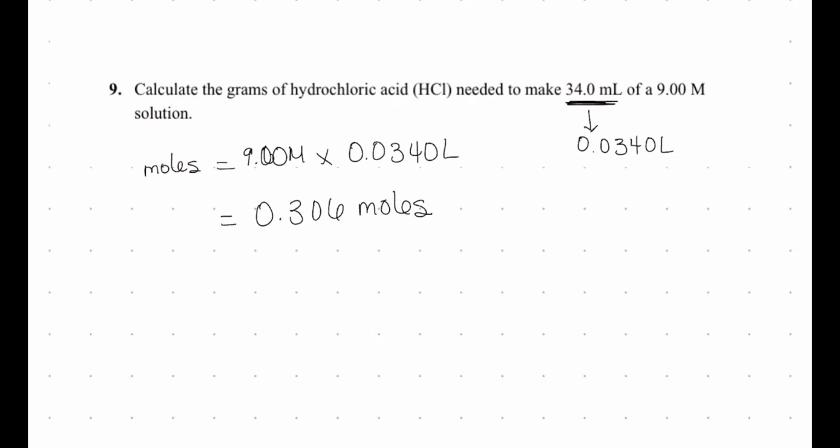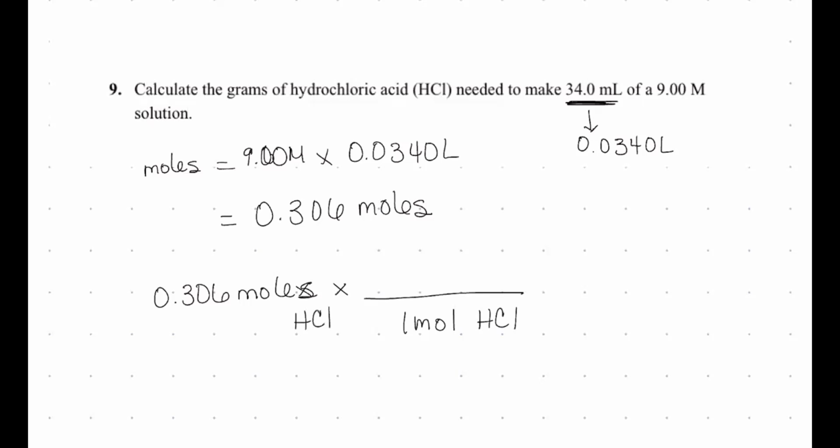Did you get the numbers up to this point, Gina? Okay, and then you're going to say 0.306 moles. And then 1 mole, we have HCl. And then the molar mass of HCl is going to be 35.453 plus 1.00794. So this is 36.46094 grams of HCl.